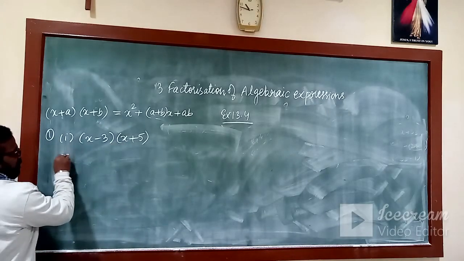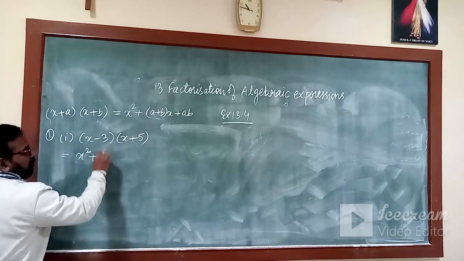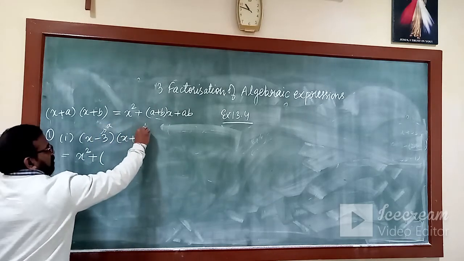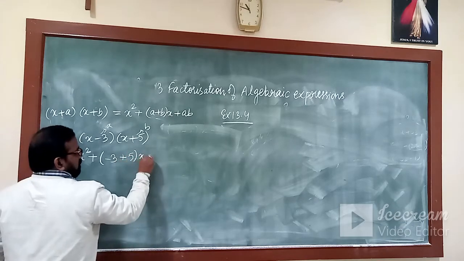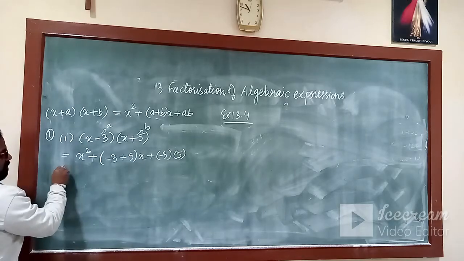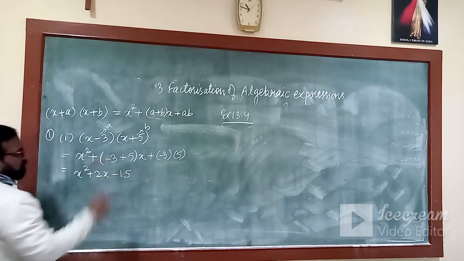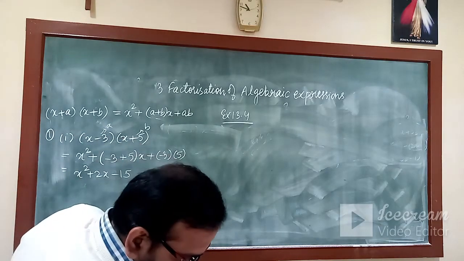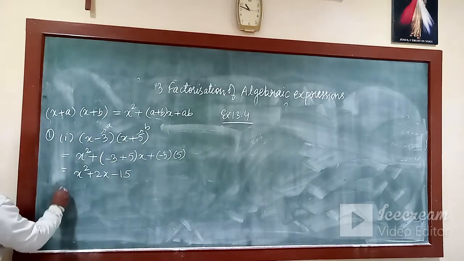So how will we use it? We will use it like this: x square, we will put a plus sign. Then what is a here? a here is minus 3. So I will write (minus 3 plus 5) into x plus (minus 3) into 5. So x square plus 2x minus 15. Okay, so this is how we can solve these types of problems using this expansion.